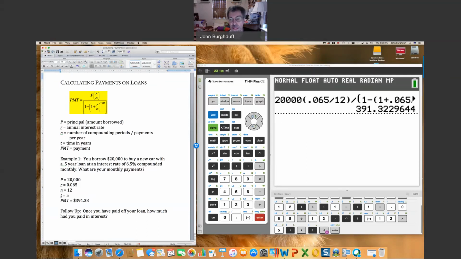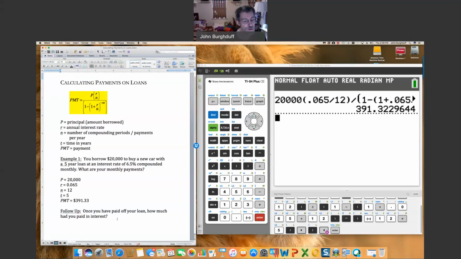If you're doing this as an exercise in homework somewhere, make sure you look at the directions in your homework assignment to see how they want the answer rounded off. So your payments would be $391.33. Now here's the follow-up question.